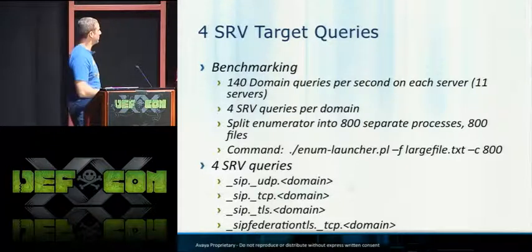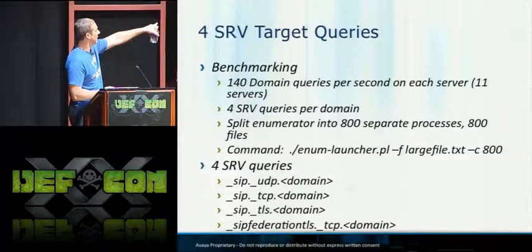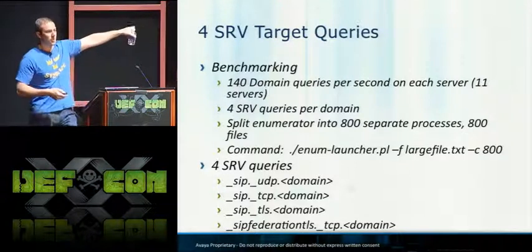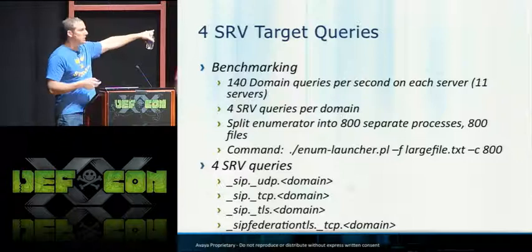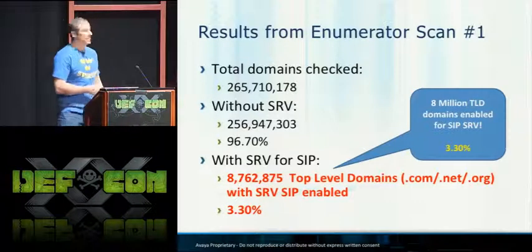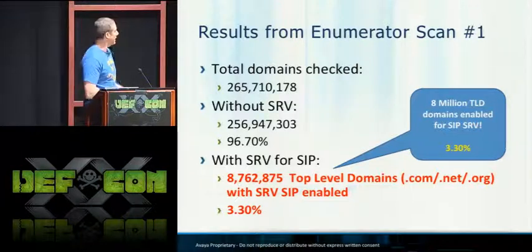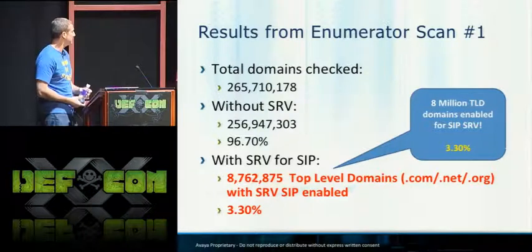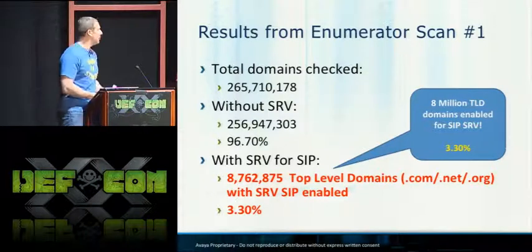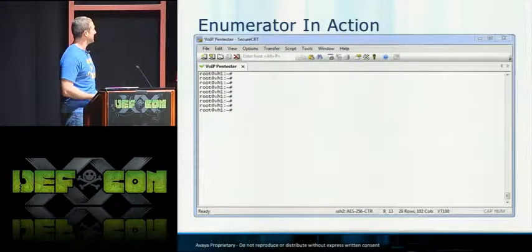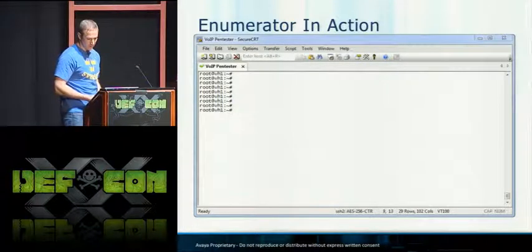I'm going to tell you what those queries are. It's those queries right there. This is the most standard way to host an SRV record. The last one is Microsoft specific for federation. So here are the results. 3.30% of domains on the public internet, .com, .net, and .org, support SRV. That was 8.7 million domains, and that's what it looks like there.